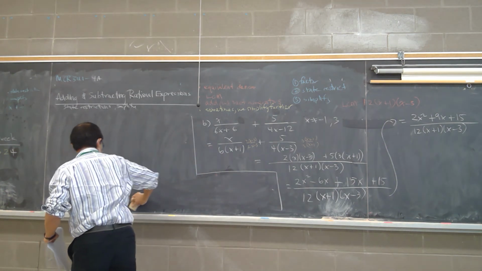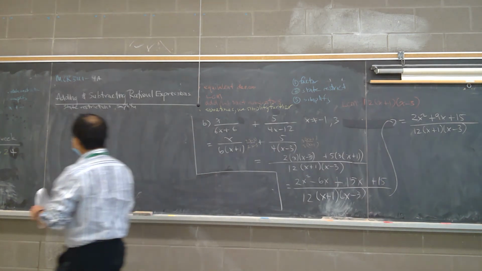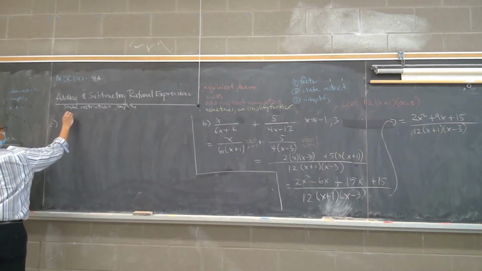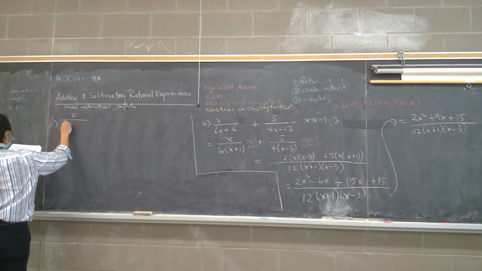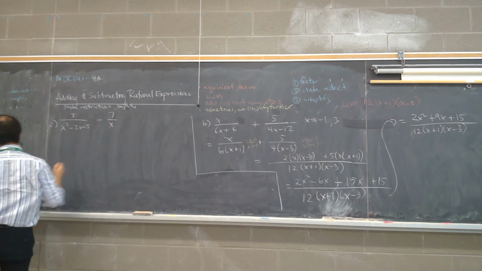And again, I'm not going to do question D if that's okay. I am not. Question C is as follows. 3 over x squared minus 2x minus 3 minus 7 over x.